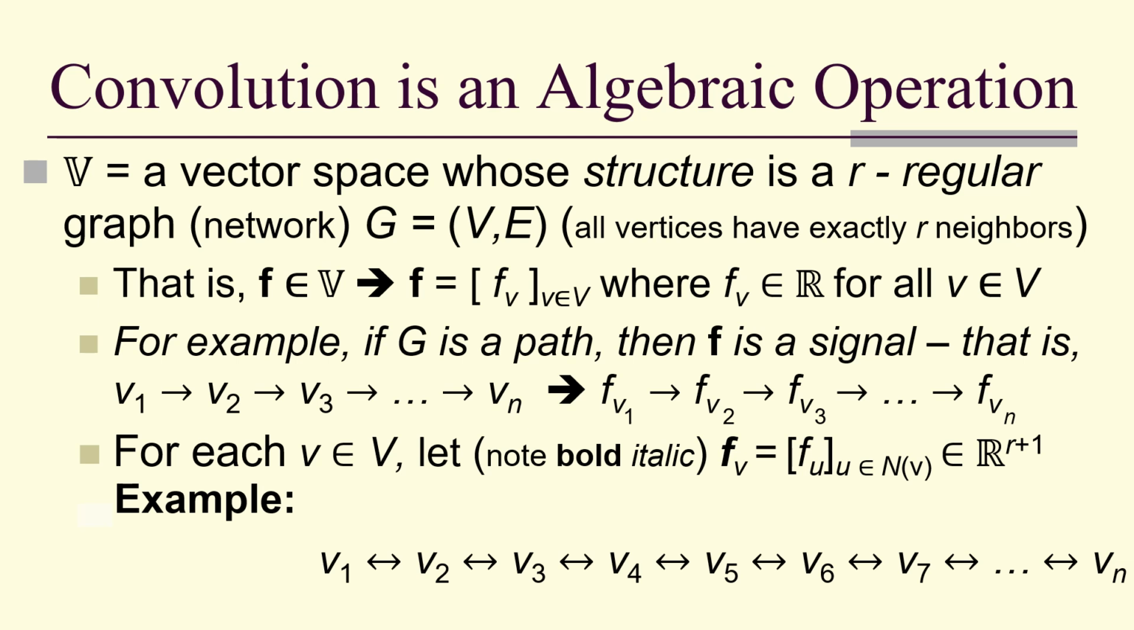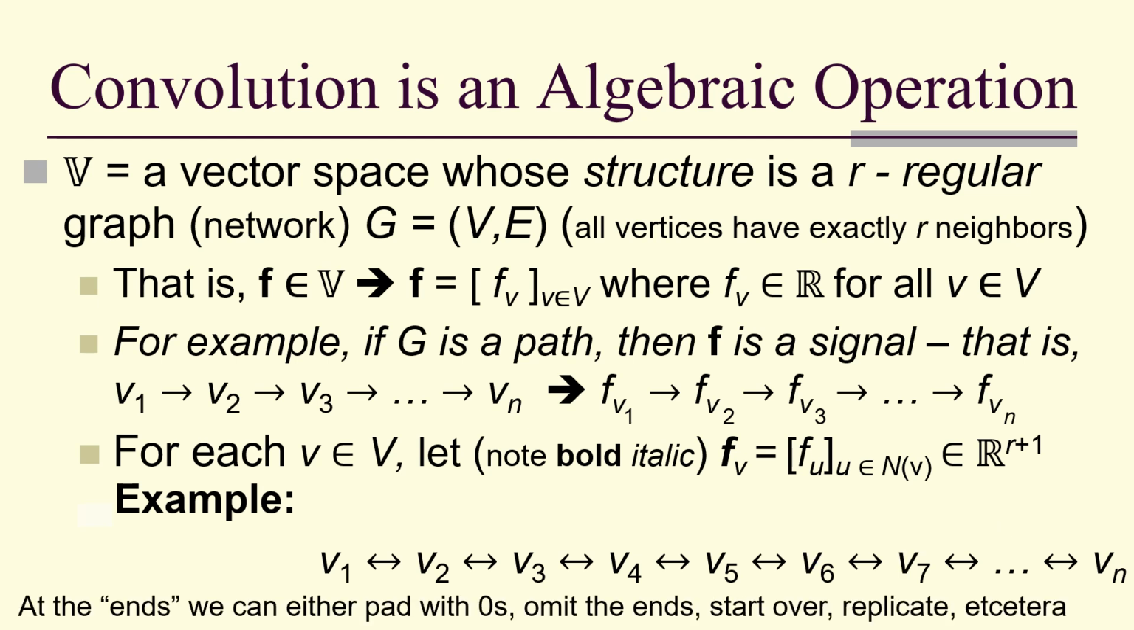For example, here I have a bunch of vertices and their relationships. So if I take the V2 here, it has neighbors V1 and V3. That means my F sub V2 is this vector. And you can see I can just slide along looking at who the neighbors are. Here's F sub V6, and that's corresponding to the V6 and its neighbors, and so on and so forth. At the ends, we can either pad with zeros or omit or start over or replicate, whatever we need to do. So here on the far left, we don't have a neighbor, so we just pad with a 0.